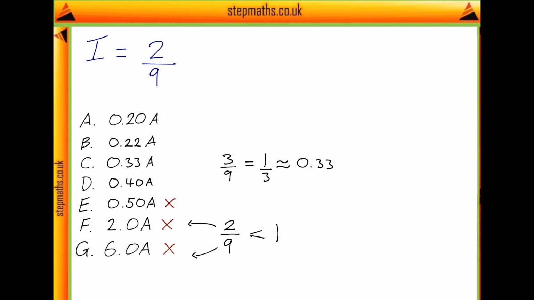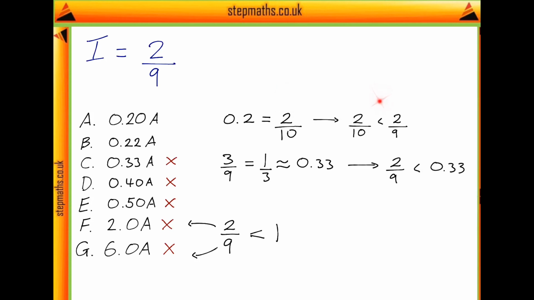Next, we know that 3 over 9 is a third, which is approximately 0.33. Therefore, 2 over 9 has to be less than 0.33. So it cannot be that answer, and it also cannot be D. Next, we can consider answers A and B. We know that answer A, 0.2, is equal to 2 over 10. 2 over 10 is less than 2 over 9, and therefore 2 over 9 must be greater than 0.2, leaving the only answer being B. So our final answer is B.